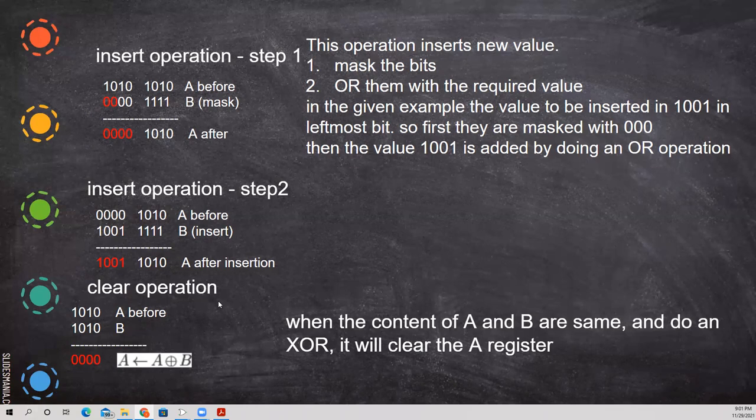Then the clear operation. When the contents of A and B are the same and you do an XOR, it will clear the A register. Here 1010 is there, then 1010. Both have the same value. So if you want to clear the register, for example, A XOR B, the register A will be cleared. The meaning of this is: do the XOR and save the result in A. So when you do XOR, what happens? 0, 0, 0. 1, 1, you get 0, because you are doing the same thing. So even once, you get 0. Like this.